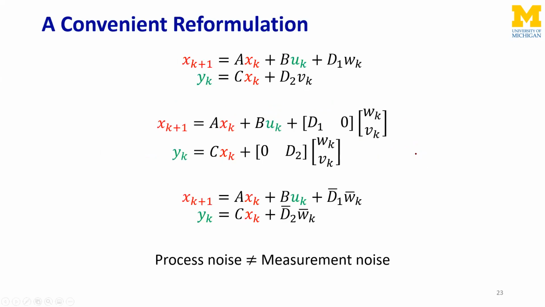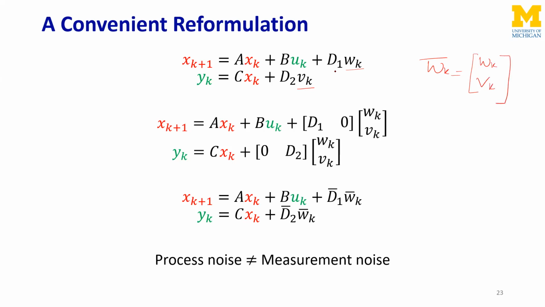Okay, before we go further into optimal state estimation, I want to make one little reformulation. What I want to do is merge this process noise and measurement noise into one single random vector. So this is our system. Actually, don't worry about the system. What I want to do is create a new noise vector, which looks like WK and VK.